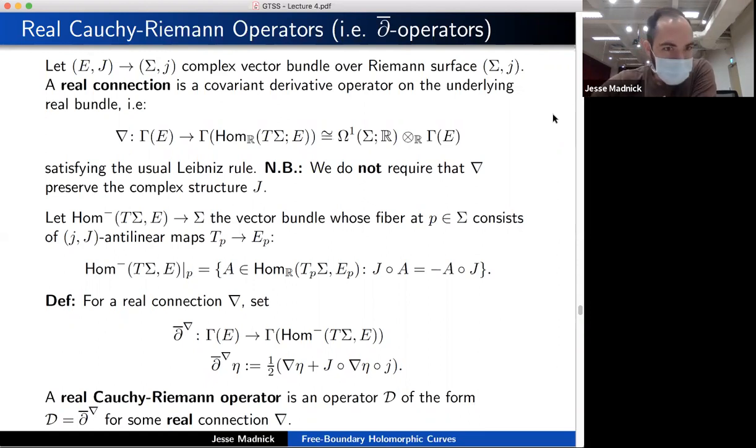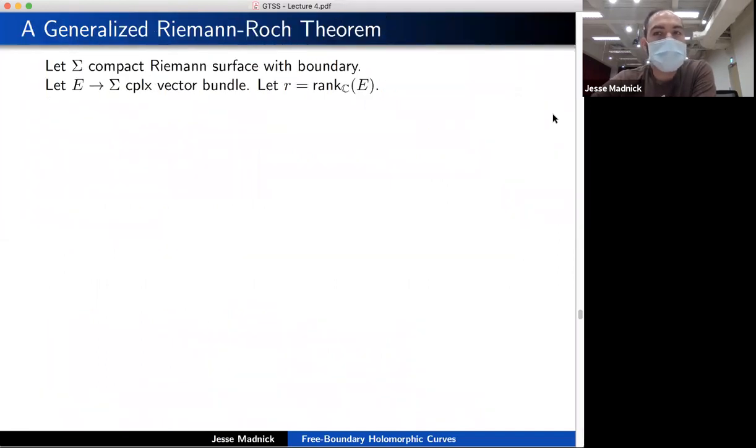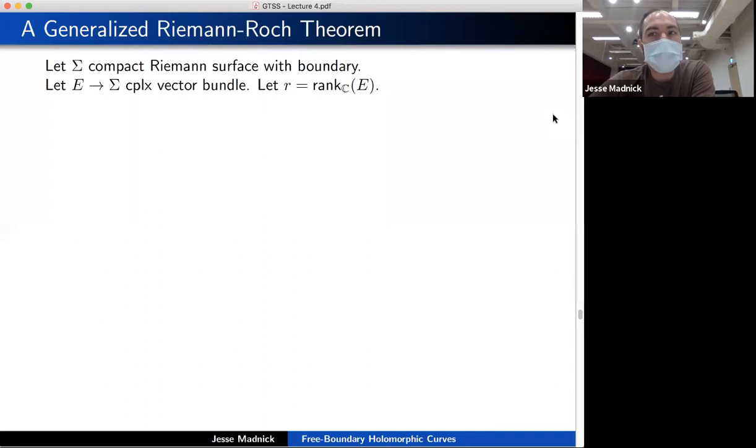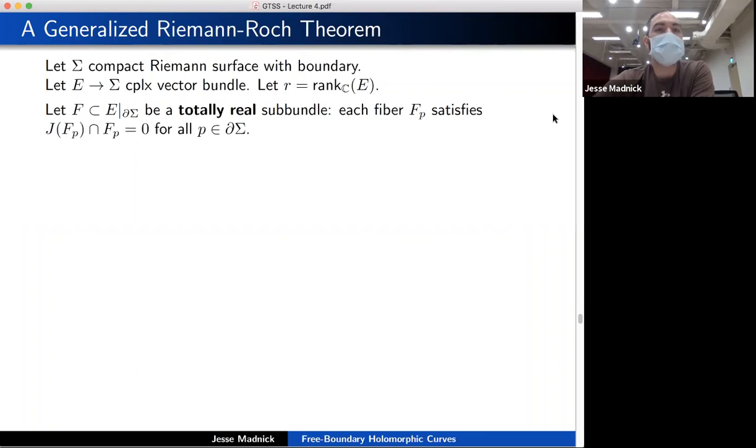And so the idea is to rewrite the second variation formula in terms of real Cauchy-Riemann operators. And it turns out that you can then compute the Fredholm index of such a thing by a generalization of the Riemann-Roch theorem. This is a generalization of the Riemann-Roch theorem in 2 respects. First, we're going to allow for the base sigma to have boundary, so we're going to have some boundary conditions. And second, again, we're allowing for these Cauchy-Riemann operators that arise from connections that don't necessarily preserve J. So that's a second way in which what we're going to say generalizes the classical Riemann-Roch theorem.